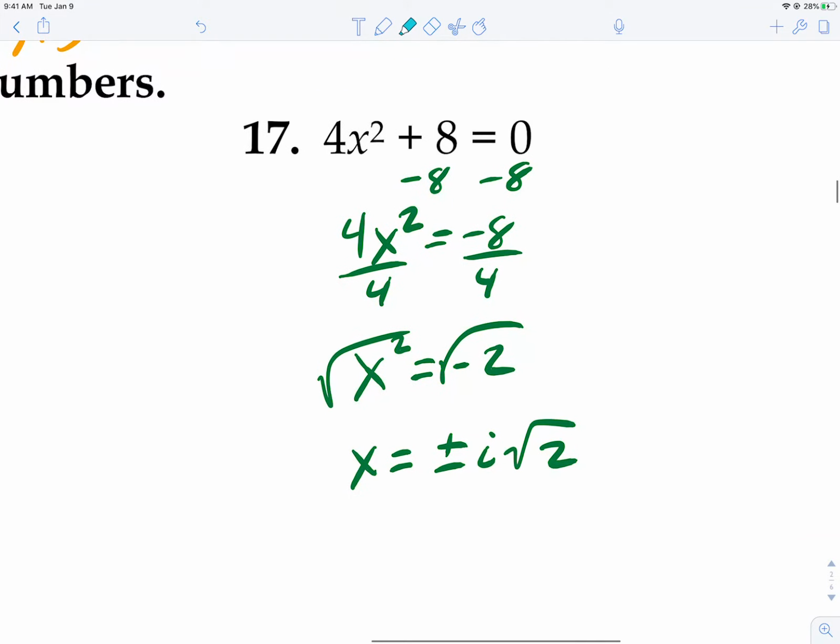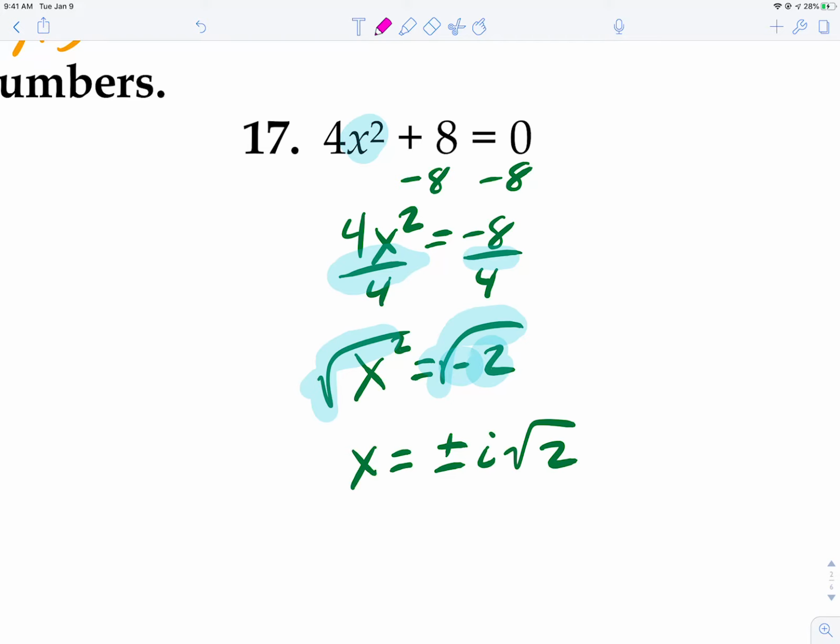Number 17, I could have factored it if I found a GCF, but it wouldn't go nearly as far as I wanted it to, so I decided to solve for my x squared. So I subtracted 8 from both sides, and then I divided both sides by 4 to get x squared by itself, and I got x squared equals negative 2. So right there, I know I'm going to have an imaginary number, because once I square root it, I end up with a square root of a negative.